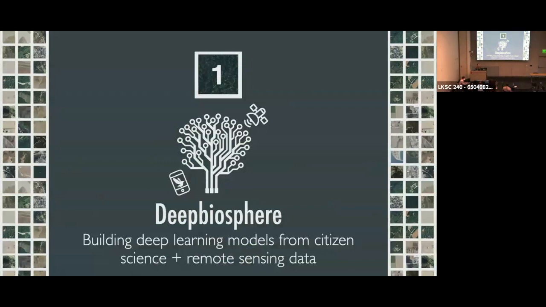And the technique that I use to do this is deep learning. Coming from a computer science background, that's sort of my specialty. And so now I'll show you how we tried to do this for this plant biodiversity mapping problem.